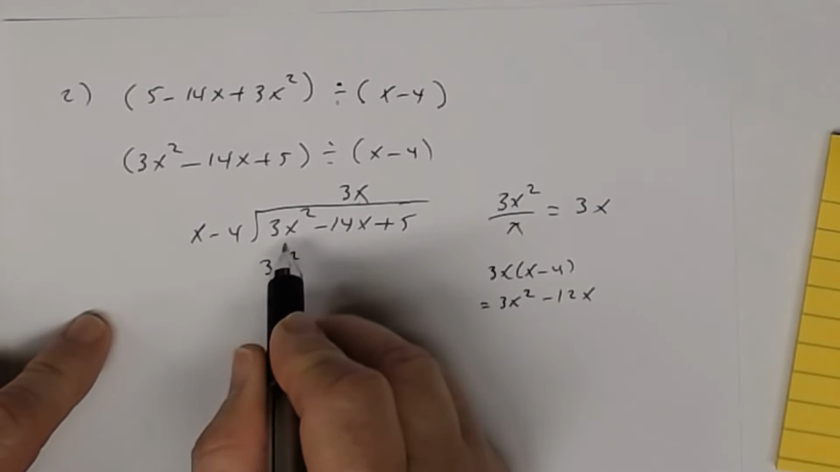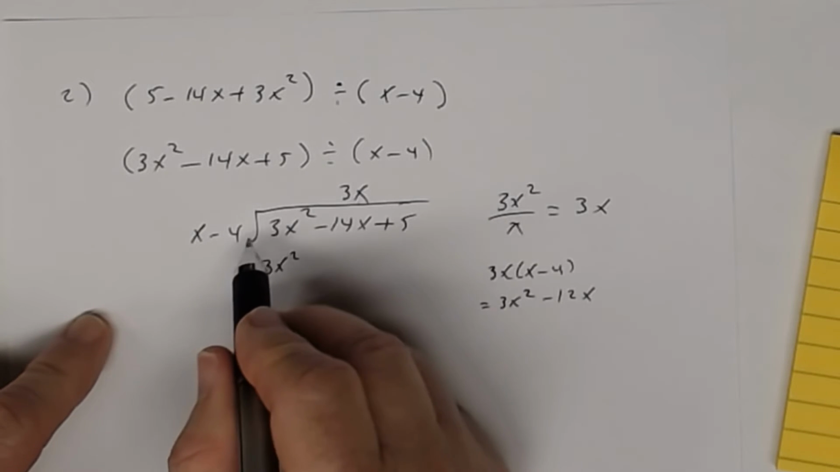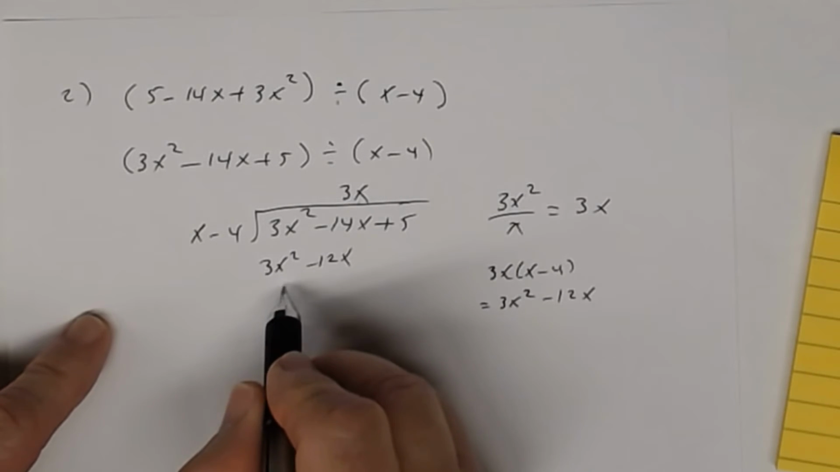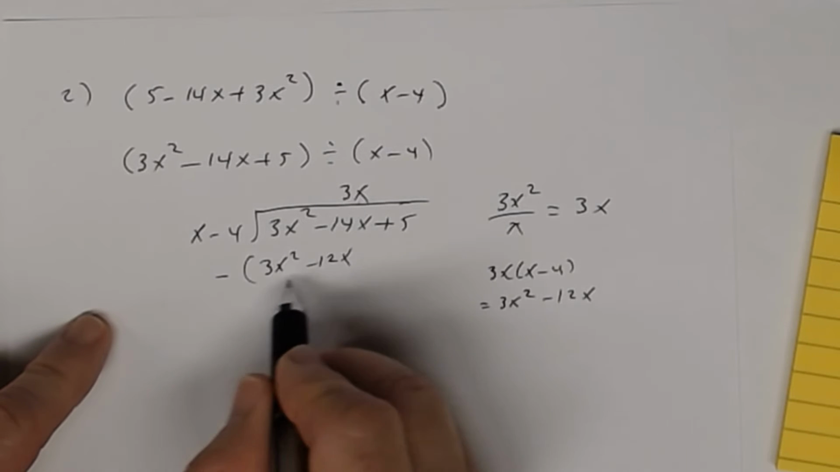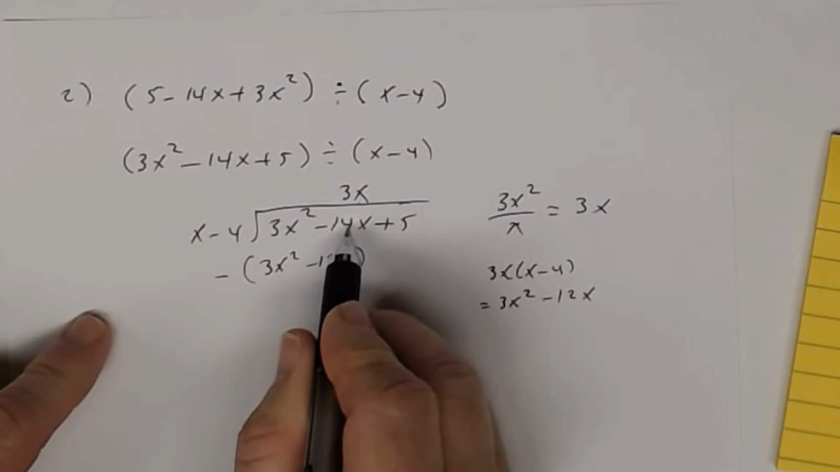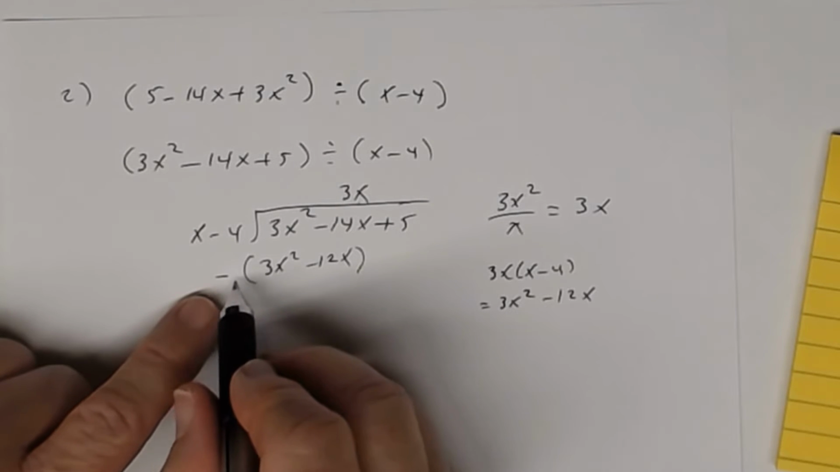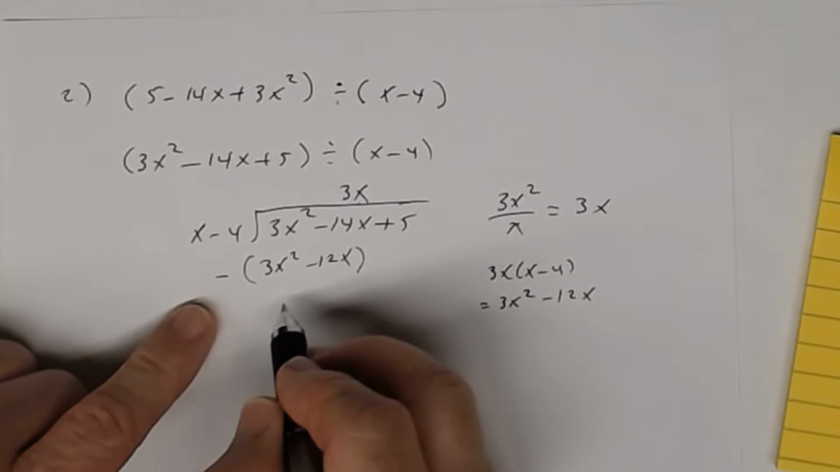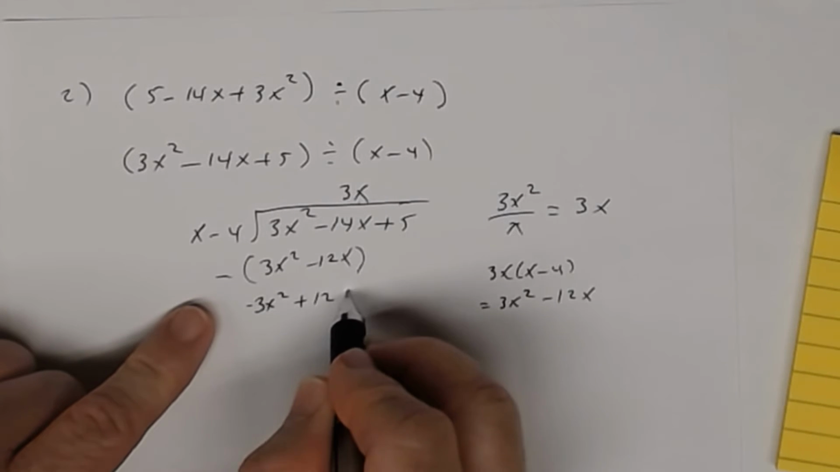Most students can mentally see that 3x times x is 3x squared. Now remember, in the first column, the terms have to be identical, and they are. 3x times a negative 4 is a negative 12x. Notice the like terms, x squared and x. See that? That's important. Now we're going to subtract all of this from the first two terms up here. You don't have to, but it helps to rewrite what this is equivalent to. The opposite of 3x squared is a negative 3x squared. The opposite of a negative 12x is a positive 12x.